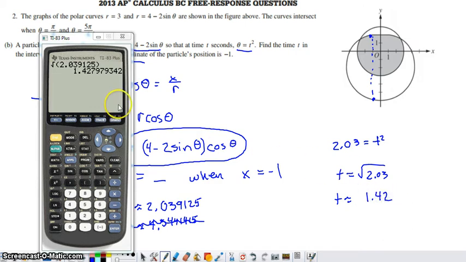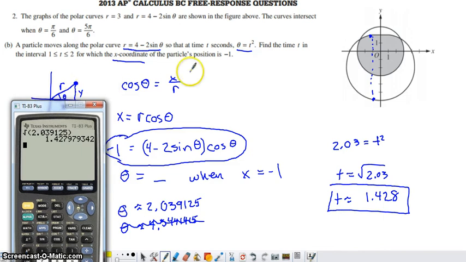And the value of t where this happens is approximately 1.42. I could write that as 1.427 if I want to truncate it, or round it to 1.428. As long as I take 3 digits of accuracy, truncated or rounded, I'm good to go. So I think that's all we needed to do for part B, right? Find the time t in the interval 1 to 2 for which the x-coordinate of the particle's position is -1. Yep, we did that.